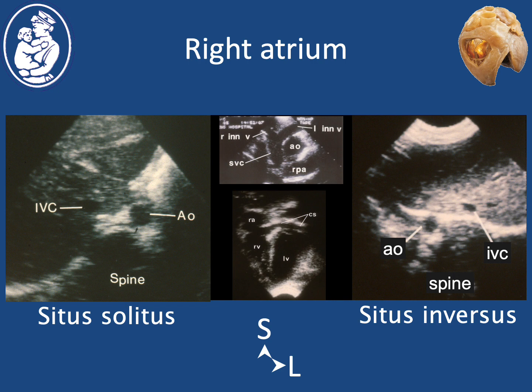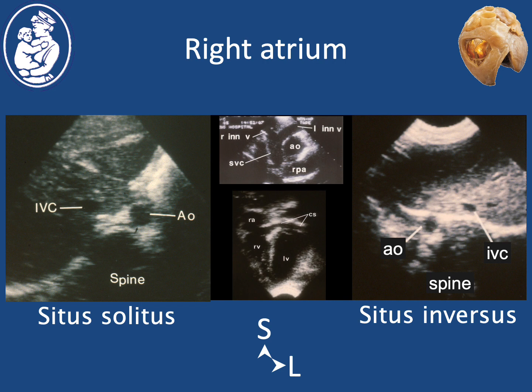On echocardiography, we often use the inferior vena cava as a marker for atrial situs. Here in situs solitus, we see the inferior vena cava to the right within the liver and the descending aorta to the left of the spine. In situs inversus, it's just the opposite. The inferior vena cava is here to the left and the aorta here to the right of the spine.